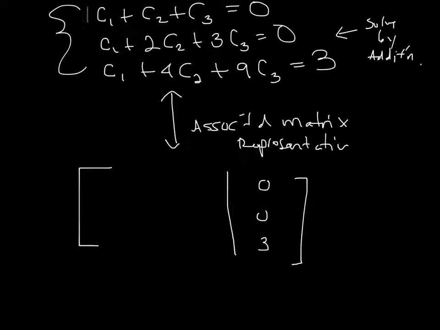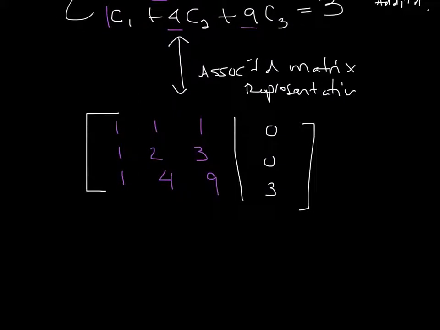So my coefficients are 1, 1, 1. So 1, 1, 1. And then there's 2 and 3. So 1, 2, 3. And then we have 1, 4, and 9. So 1, 4, and 9.